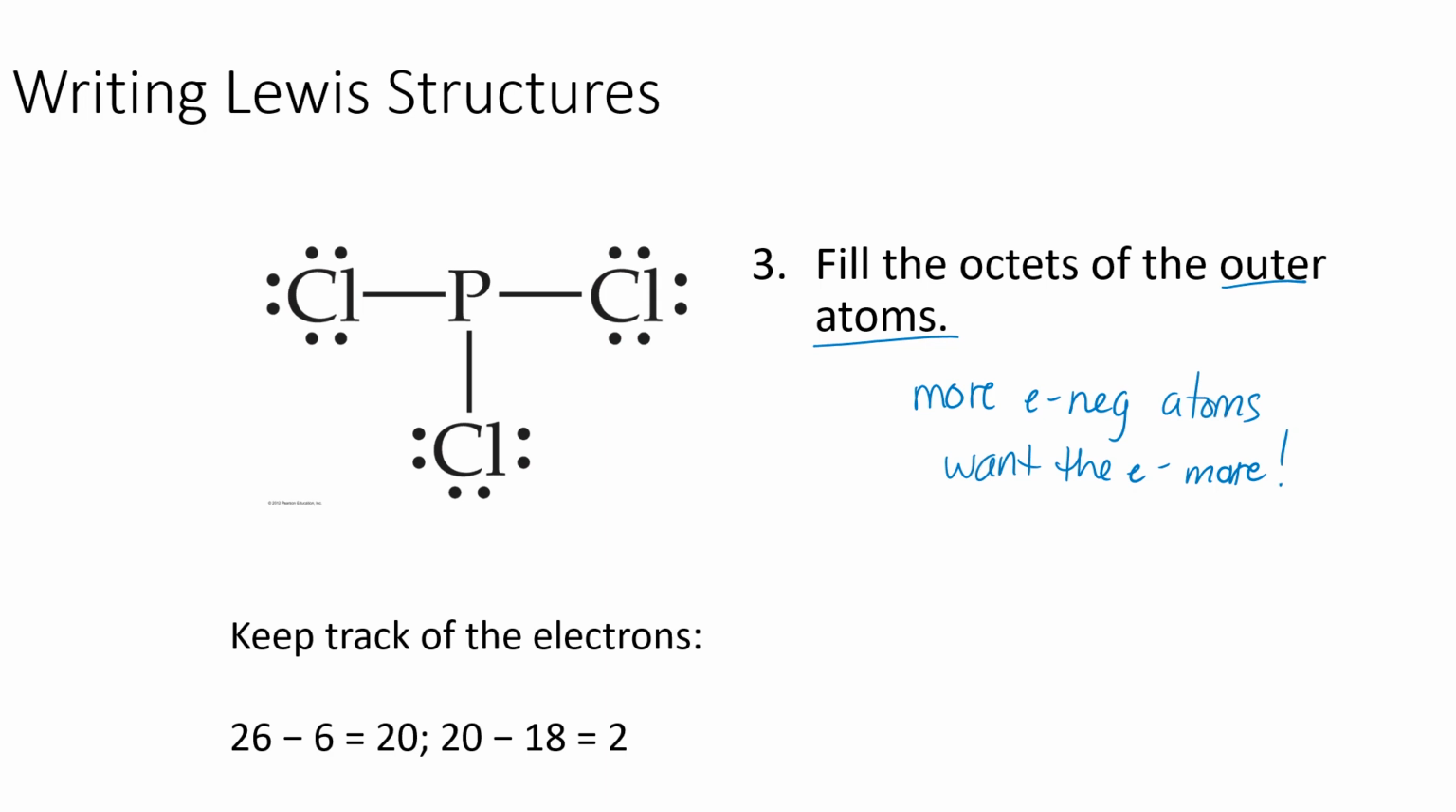And then keep track of the electrons. So I've just used up 2, 4, 6, 8, 10, 12, 14, 16, 18. I just used up 18 more electrons. So I'm going to keep my running total going. And now I have 2 electrons left.